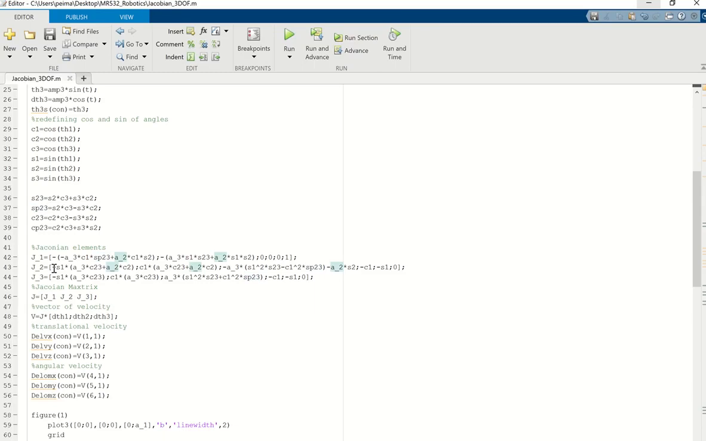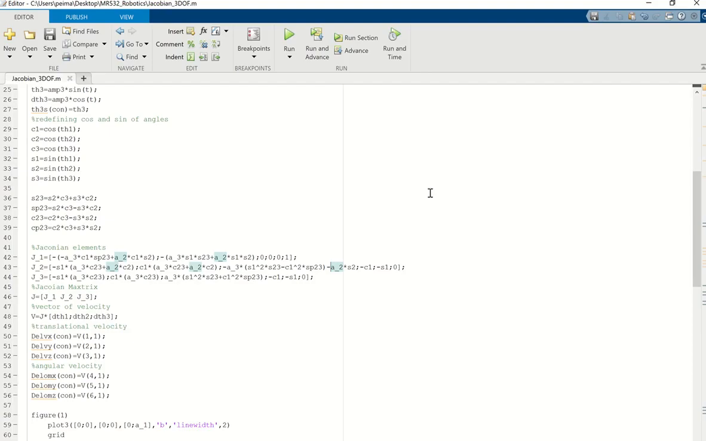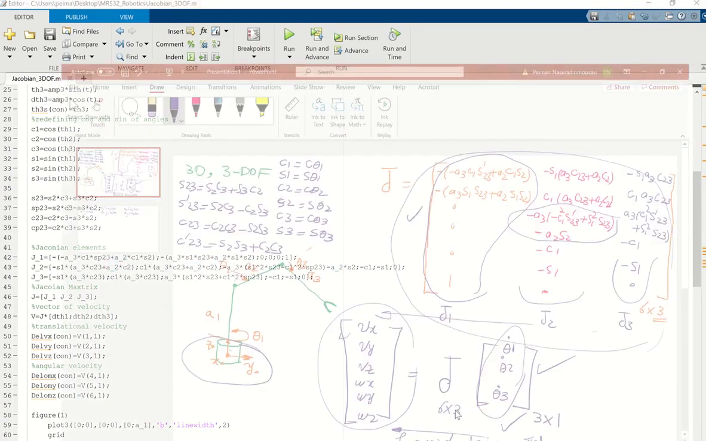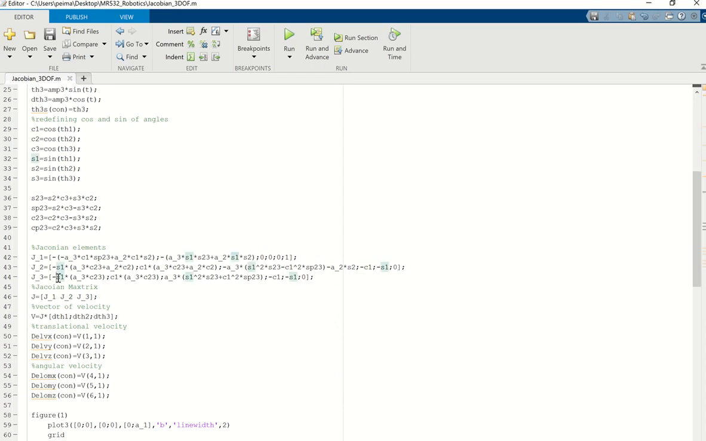Minus A2 sine 2. Look at here. Here we go. This is one line. So, minus A2 sine 2, right? Minus cosine 1, minus sine 1, 0. Look at here. Minus cosine 1, minus sine 1, 0. Now J3. J3 is again minus S1 A3 cosine 23, cosine 1 A3 cosine 23, A3 sine 1 square S23 plus cosine 1 square S prime 23, minus cosine, minus sine, 0.